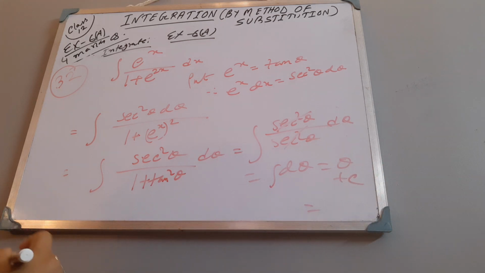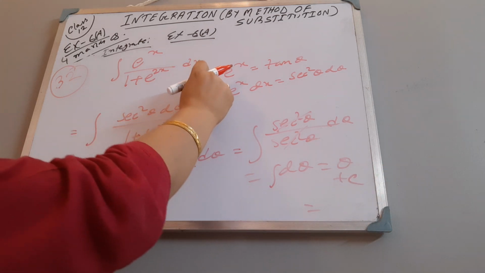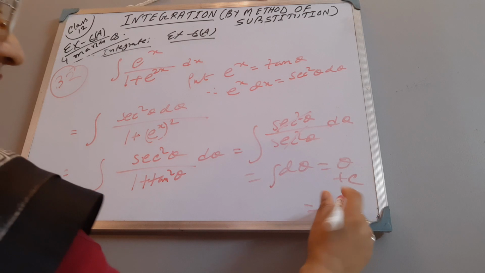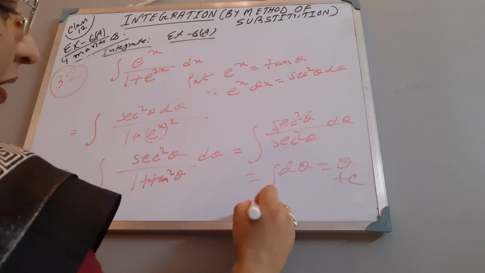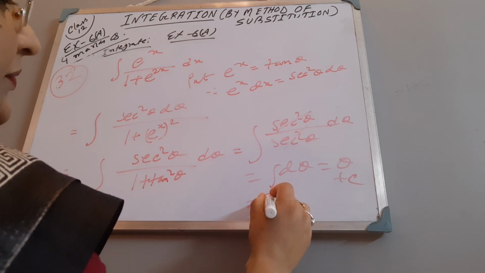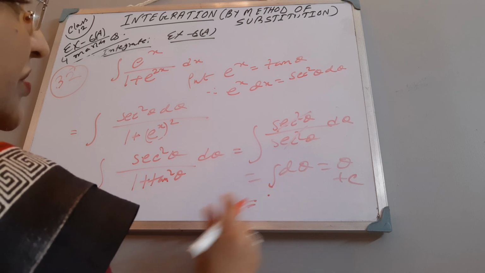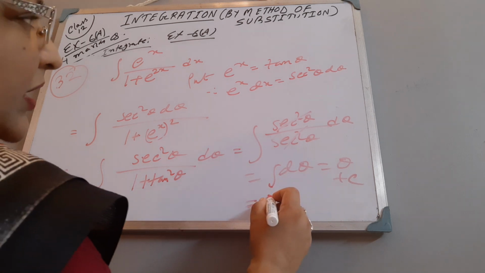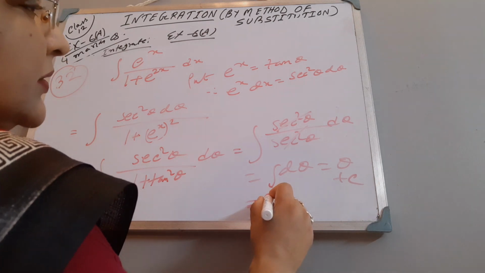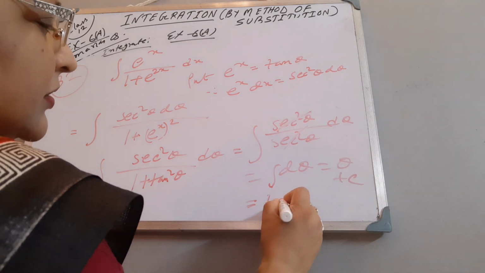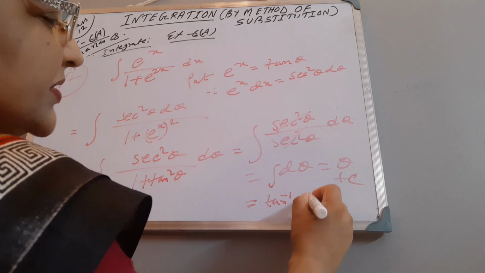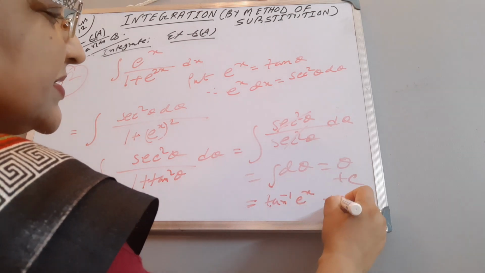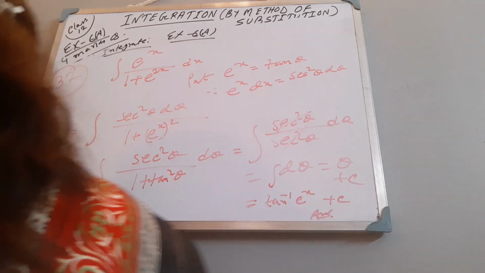What is theta? Tan theta is equal to e to the power x, so theta will be tan inverse e to the power x. Inverse function, that you did in class 11 or in class 12 also, I think you have done already. Theta means tan inverse e to the power x plus c. This is the answer.